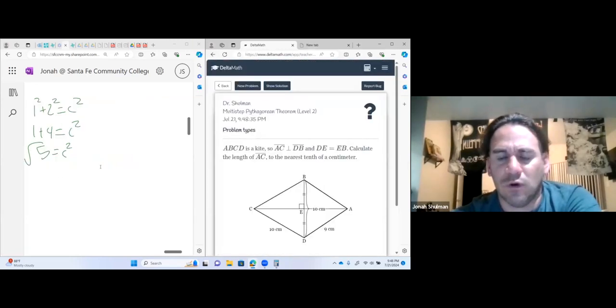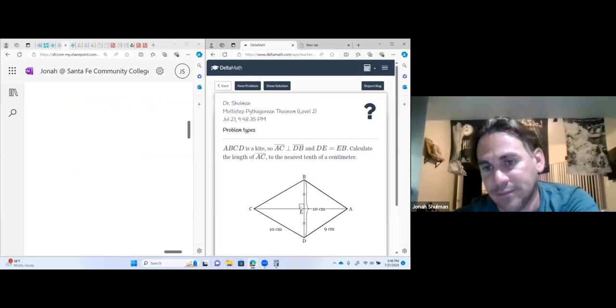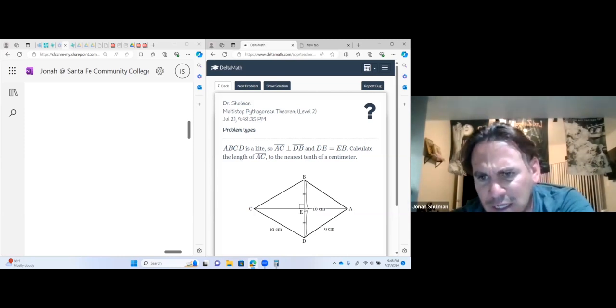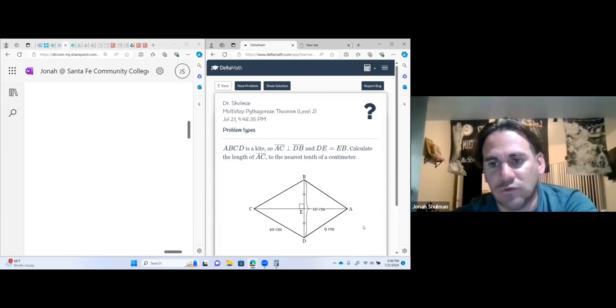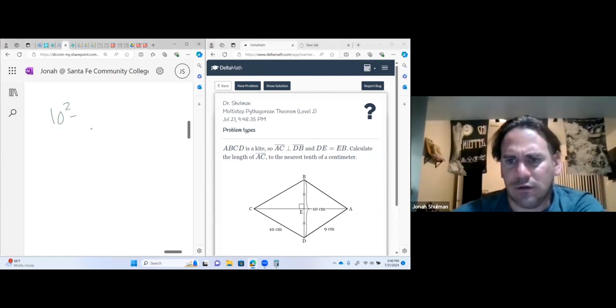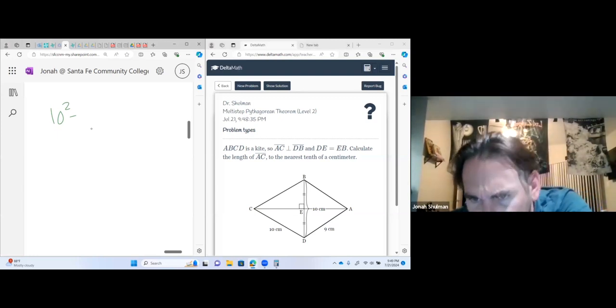All right, here's level 2 with multiple steps. Okay, so we got a kite. These are perpendicular. We just need what line? AC. We need this whole line. But we know because it's a kite. Okay, so I have to do 10, 9, blank, blank, 10, blank. So I have to do the Pythagorean theorem twice. So the first one's going to be 10 squared. Oh, wait. This is 10. So I have to get this one first.